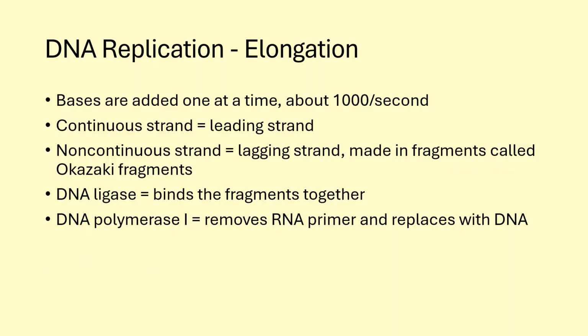So, as I said, the initiation is getting all the players in there, unwinding the DNA, untwisting it, separating the strands, stabilizing it, getting the RNA primer in there, and then the DNA primer. Elongation is where you're adding those bases one at a time. Like I said, it's anywhere between 1,000 to 2,000 bases per second, depending on which report you read. You have a continuous strand, which is the leading strand. The non-continuous strand, that's the lagging strand, because it's being made in fragments, those Okazaki fragments. The DNA ligase binds the Okazaki fragments together. Then you're going to have DNA polymerase I. This is a separate enzyme that comes in and removes the RNA primer and replaces it with DNA.